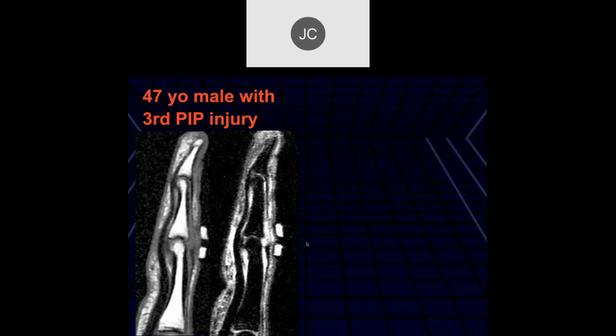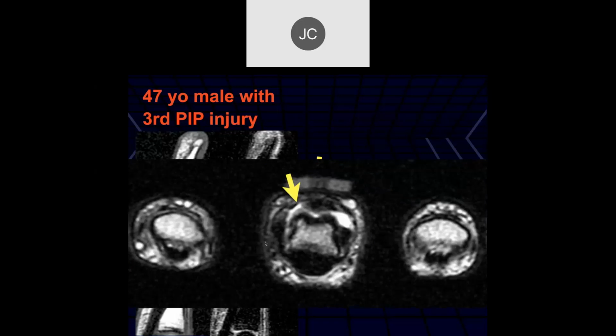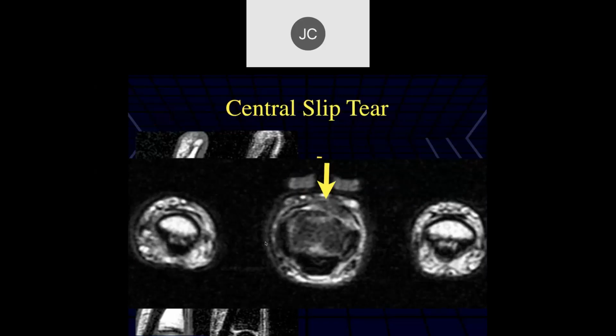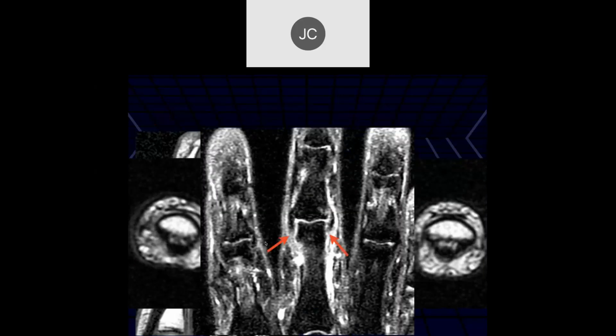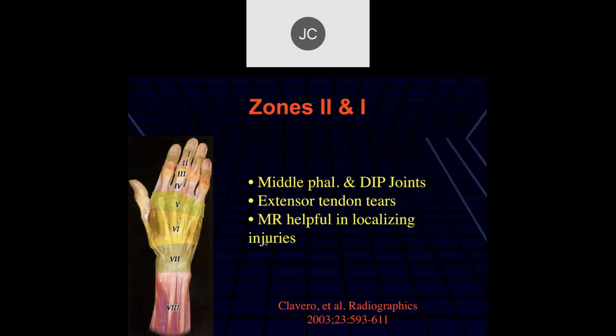Okay, Elior. Well, that's all right. Here's a marker again, ruptured, torn central slip. We've seen enough of these, so let me go on. Okay. And this was due to a dislocation.